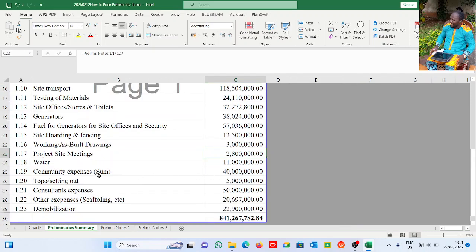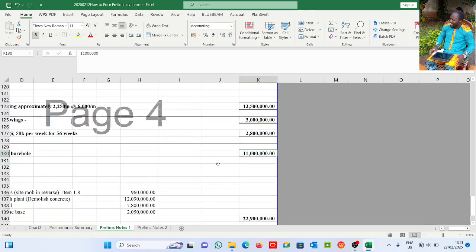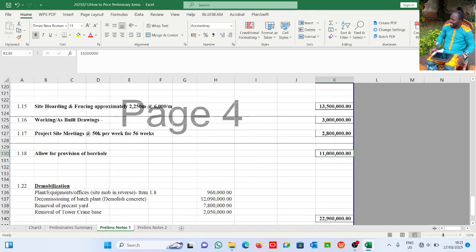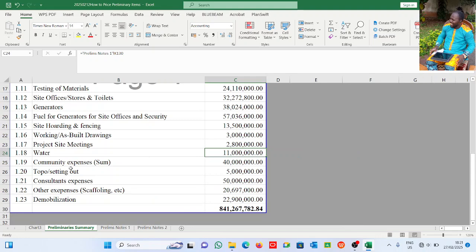Then quickly, water. You're going to be needing water. And of course, you cannot be telling a tanker to be bringing water for you. You need to make your own borehole. Now, community expenses. Right, it's coming from nowhere.